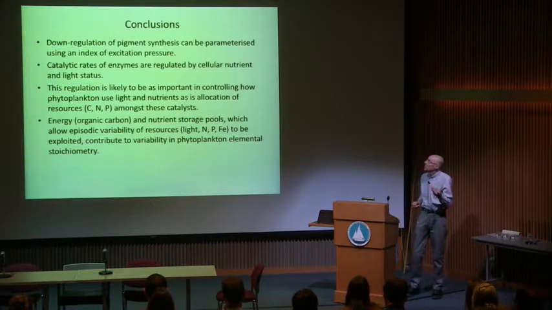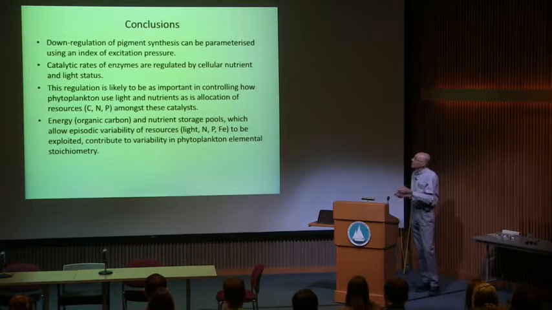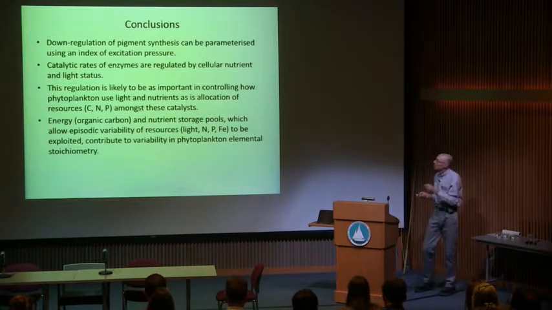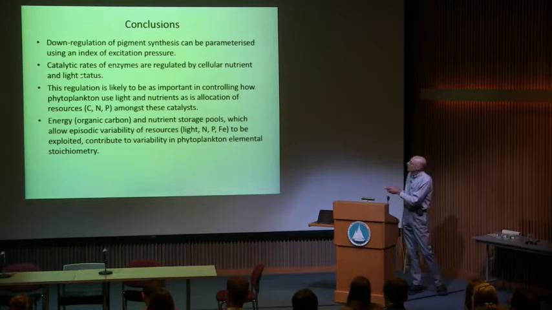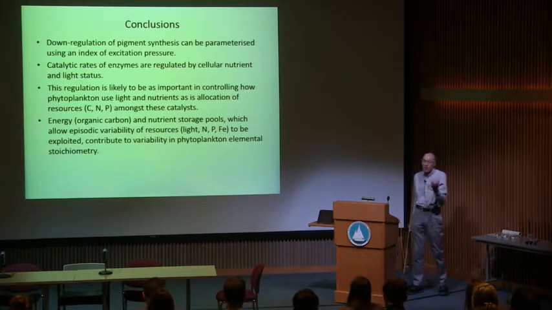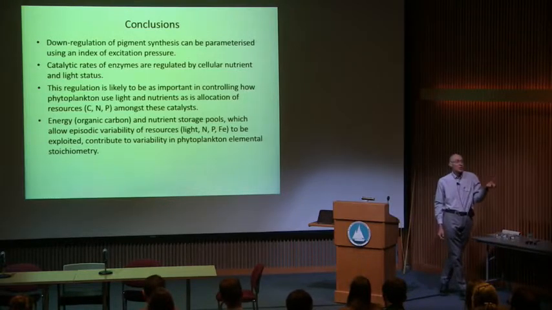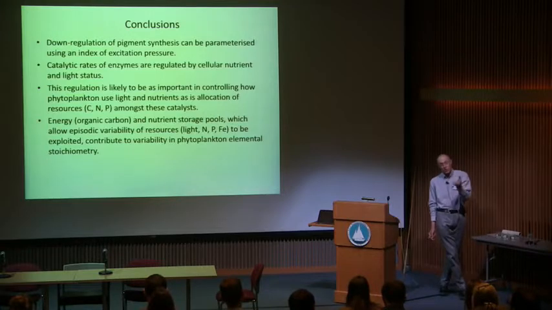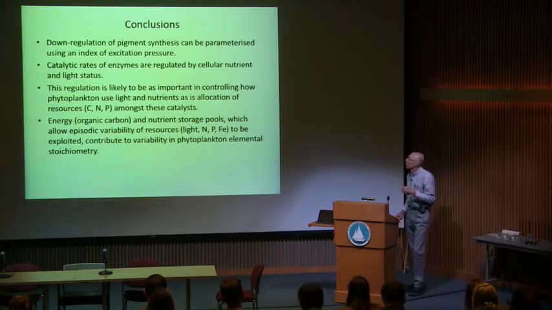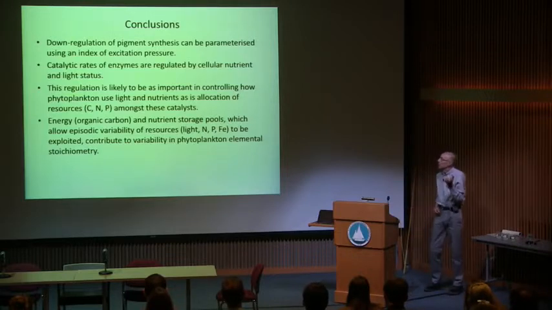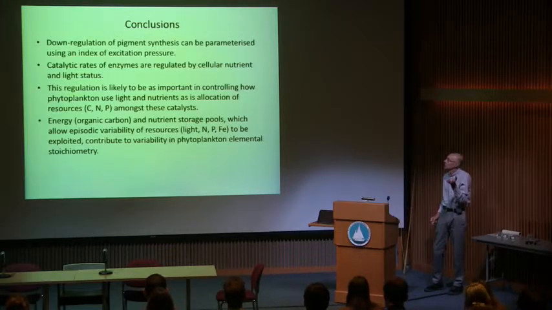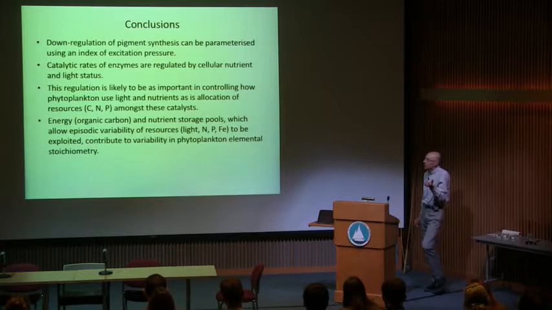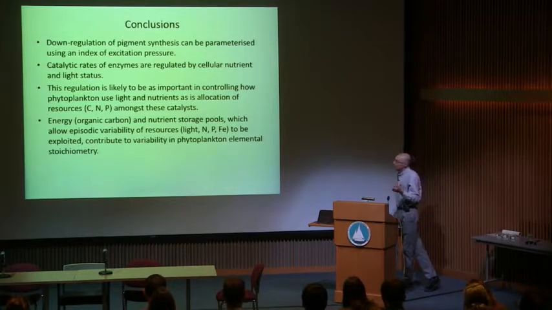We can parameterize downregulation of pigment synthesis using an index of excitation pressure. So going back 20 years there. The catalytic rate of the enzymes are regulated by nutrient and light status of the cells, so we need to consider regulation in here. Regulation is likely to be important in controlling how phytoplankton use light and nutrients, as is the allocation to these catalysts.